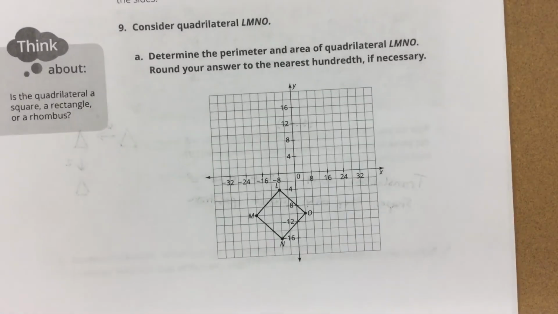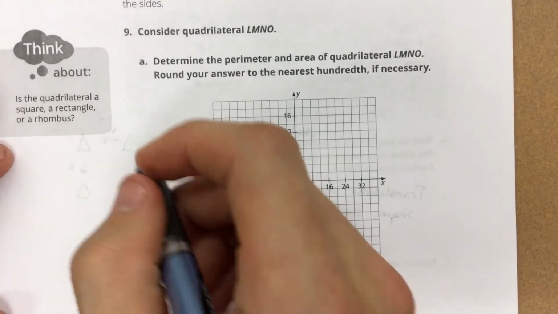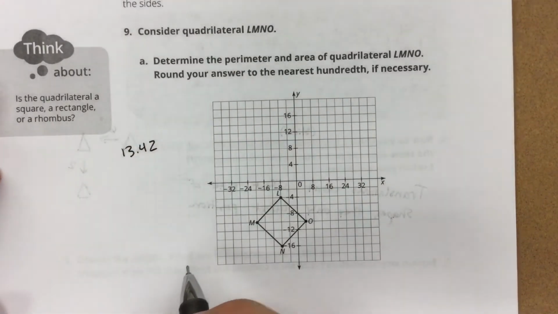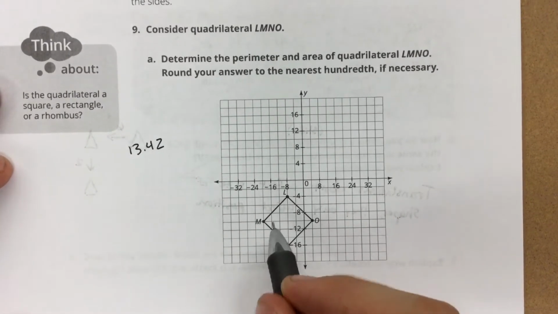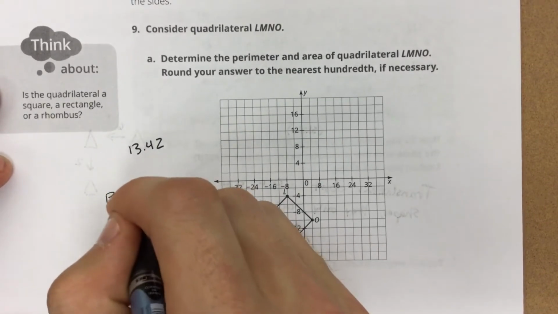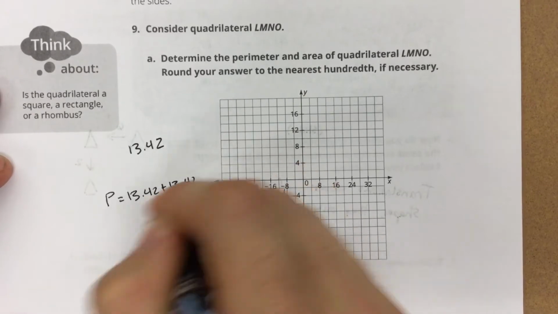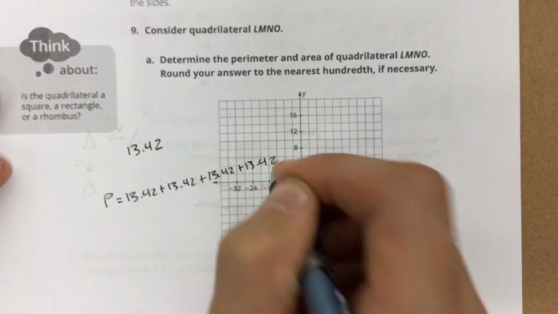So coming back onto our packet now, we're on part A. It says determine the perimeter and area of this quadrilateral. We said that all sides have a side length of 13.42, and perimeter is equal to the distance around a shape. Since there's 4 sides and all of our sides are equal to this, my perimeter is going to be equal to 13.42 plus 13.42 plus 13.42 plus 13.42, going on to the graph now.